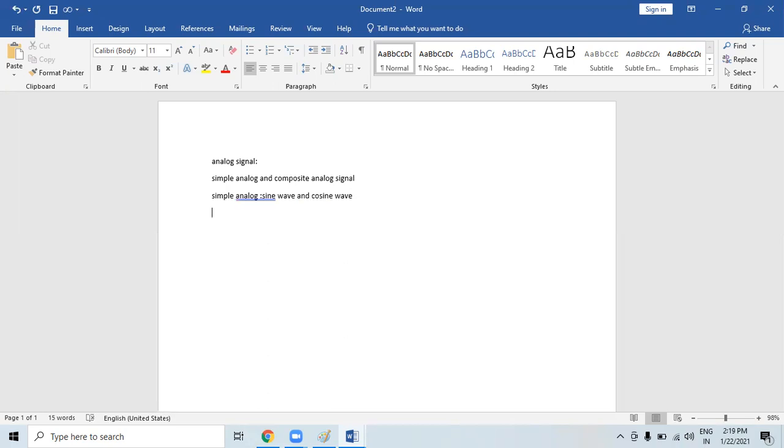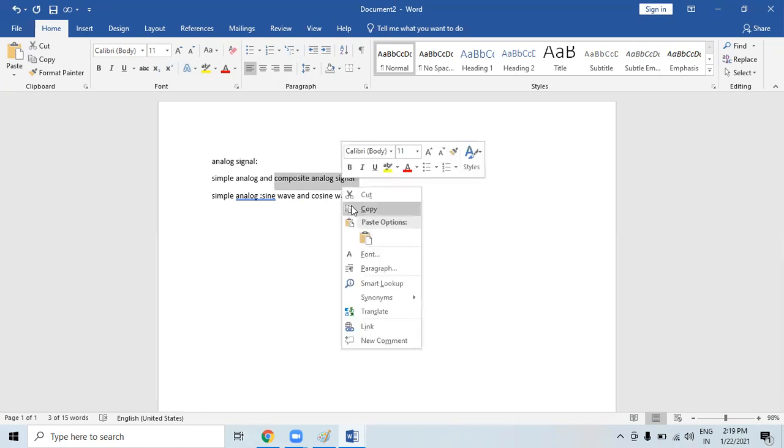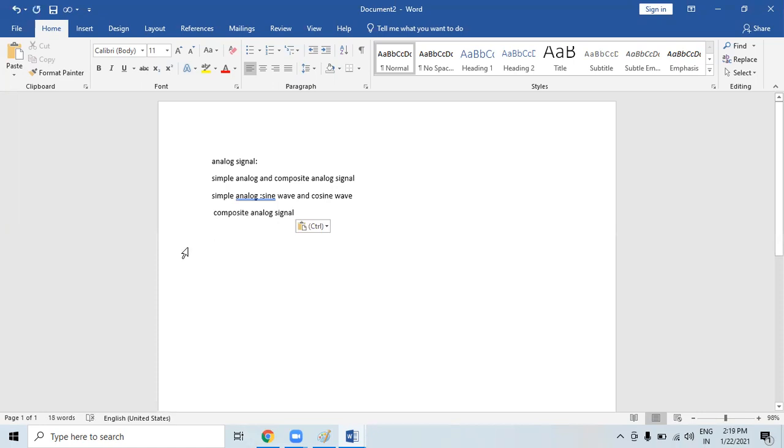And then under the composite analog signal, there are also some parts. Let's see here. Okay, in this we have square, array, complex shapes, triangular, these all are points there, okay? So let's see first analog signal here. So simple analog signal and composite analog signal. Let's see first the simple analog signal and composite analog signal.